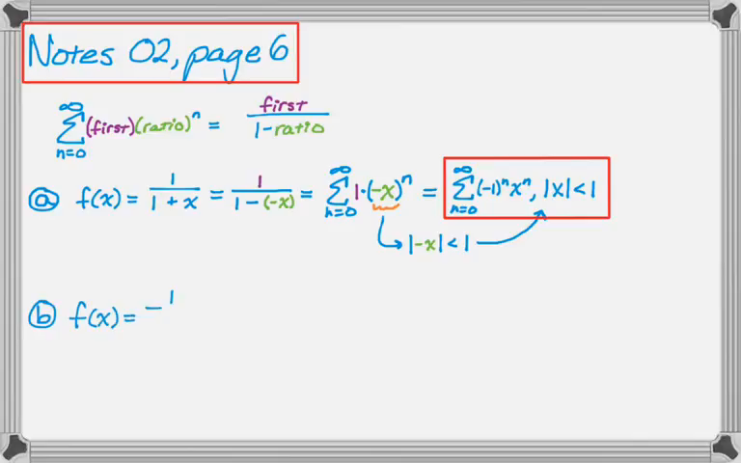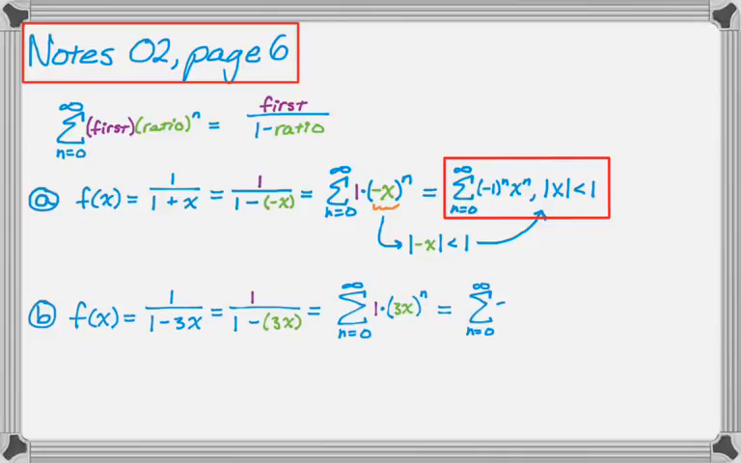In this case, our function is 1 over 1 minus 3x. I'm going to continue to color code these with the first term and then the ratio. The first term is 1, the ratio is 3x, because I already had a minus there. So in some ways, this might even be easier. So 0 to infinity, 1 times 3x to the n, which I'm going to again separate into 3 to the n and x to the n. I don't know how important that is, I just do it all the time. It's kind of a habit that I have.